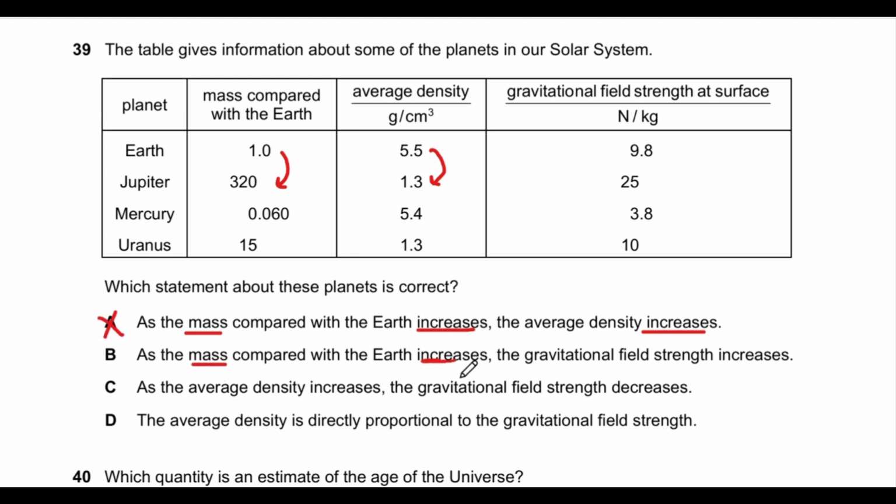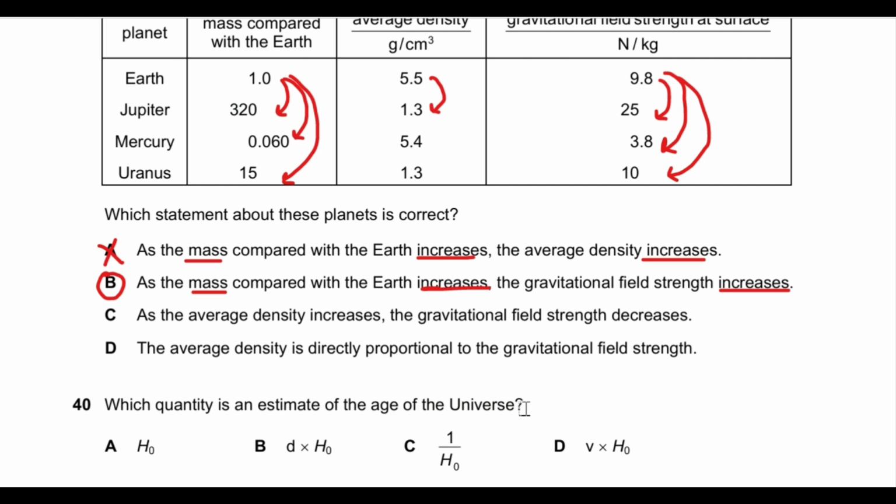Second is saying mass compared to Earth increases, the gravitational field strength increases. Let me see again. If mass compared to Earth is increasing, yes, gravitational strength is increasing. Comparing it for Mercury as well, the mass is decreasing, gravitational field is decreasing. For Uranus, mass is increasing and gravitational strength is increasing. That means option B is correct. Question number 40 says, which quantity is an estimate of the age of the universe? Age of the universe can be calculated by the inverse of the Hubble constant.